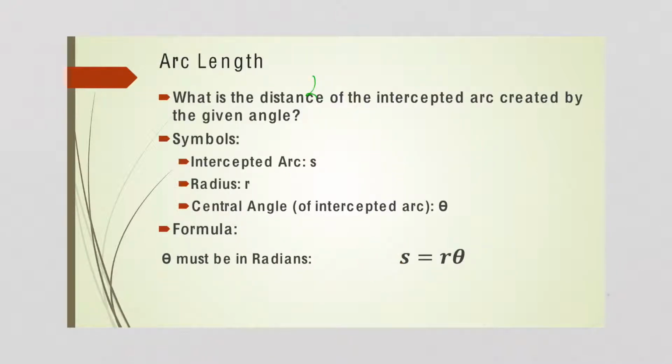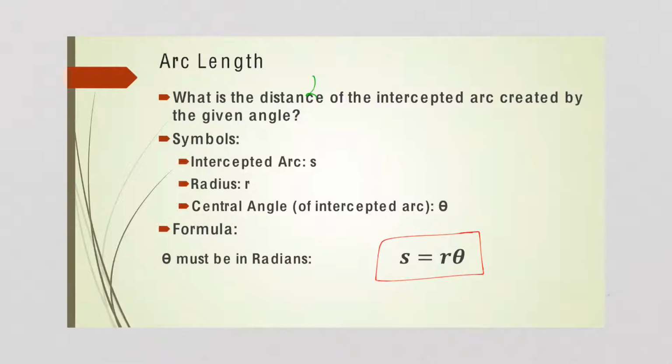Now, our next topic is talking about arc length. What is the distance of the intercepted arc created by the given angle? It is the arc length. So, we have some symbols. S is our intercepted arc. R is the radius of our circle. Theta is our central angle. And our formula is S equals R theta. So, we're simply going to use this formula to solve some problems.